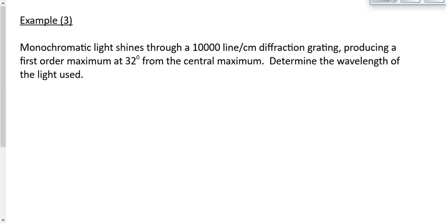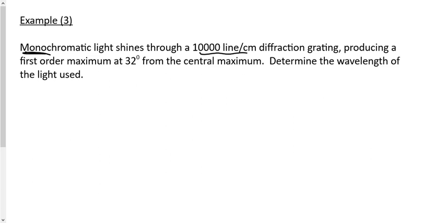Let's do another example. This one's a little bit different. This one says monochromatic light, one color still. We'll deal with polychromatic light in just a few moments, but for now, still monochromatic, one color. Shines through 1,000 lines per centimeter diffraction grating, produces a first order maximum, 32 degrees from the central max. What's the wavelength of the light used? This sounds like one of those double slit, we call them Young's double slit, named after Thomas Young, who performed this experiment for the first time. This sounds like a Young's double slit experiment, but yet something's weird here.